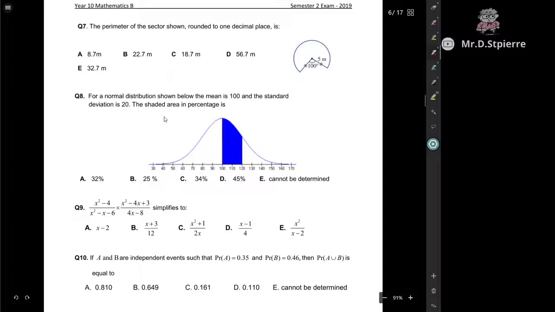Question 7. The perimeter of the sector shown, rounded to one decimal place, is. So what is this question testing or checking? The ability to find the area of a composite shape. Technically, a sector is sort of a composite shape. It's a modified circle. Right.